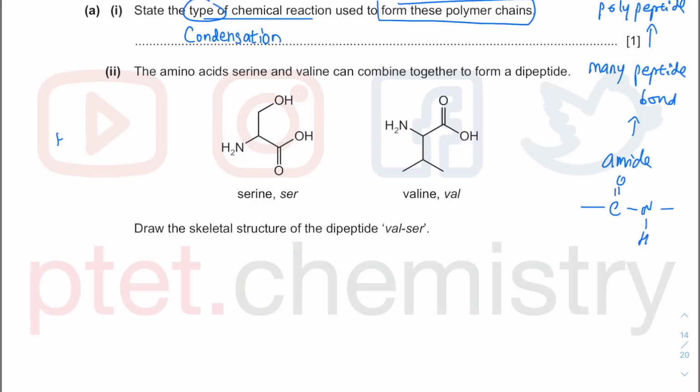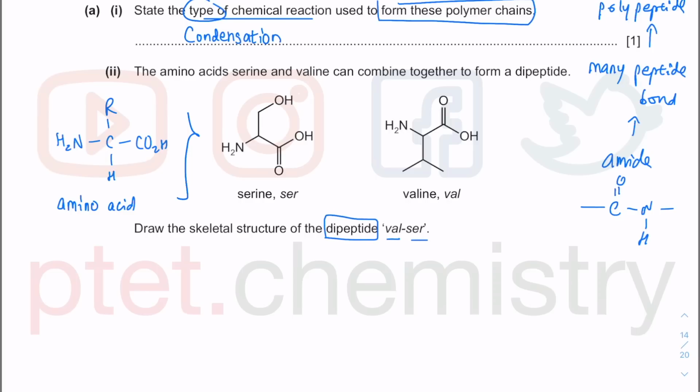Now the next thing is these amino acids are given as the structure here, serine and valine. What we know is H2N, and then C, and then H and CO2H and an R group. This is the general structure of an amino acid. So in serine, this CH2OH is your R group. In valine, this CH3CH is your R group. Now you want to draw the dipeptide.